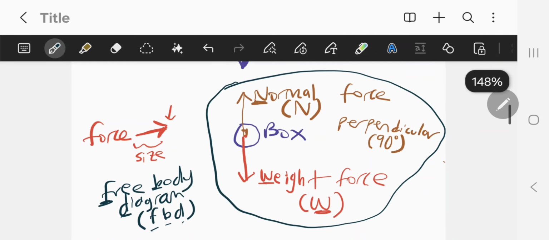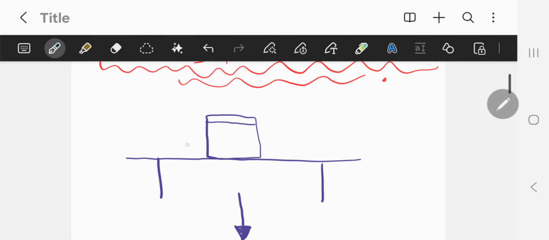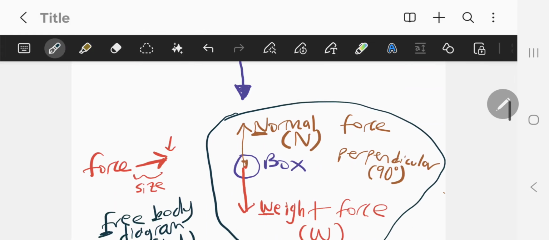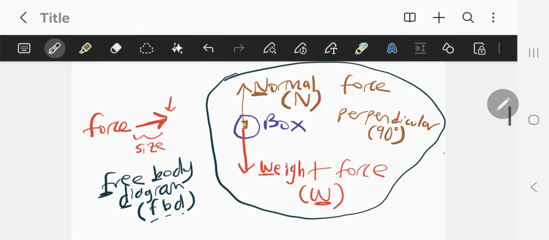Free body diagrams are great because they're a picture that shows an object and all the forces that are acting on it. It's called a free body diagram because the object is free from its surroundings. We don't care about the table or anything else around it. We don't care about the people around it, or if there's a car parked outside. That's irrelevant. We only care about the box. We're interested in this thing here. So that's why we call it a free body diagram.